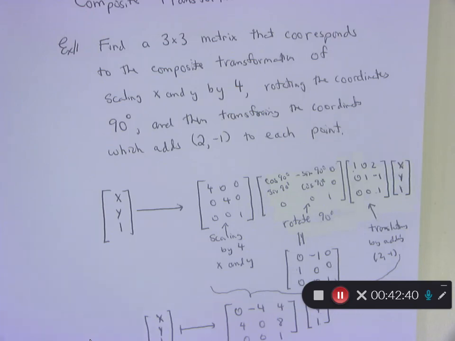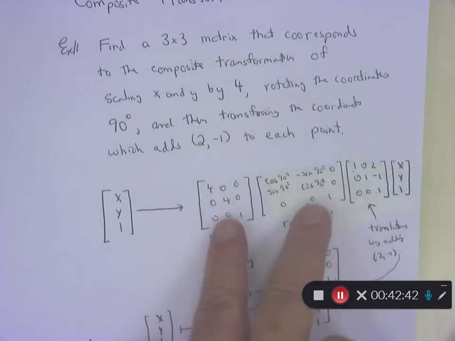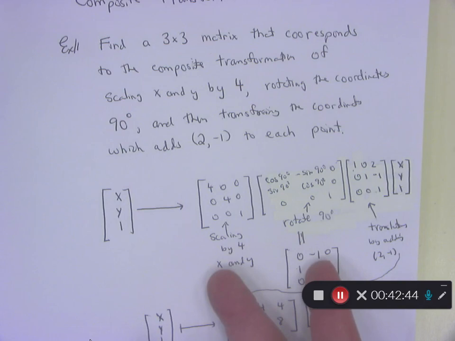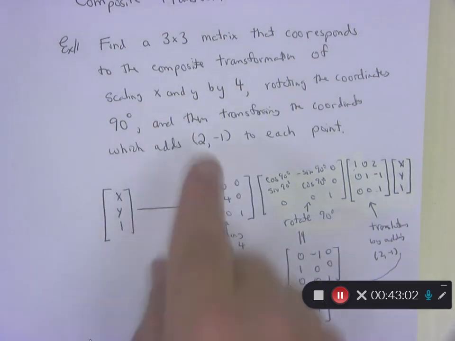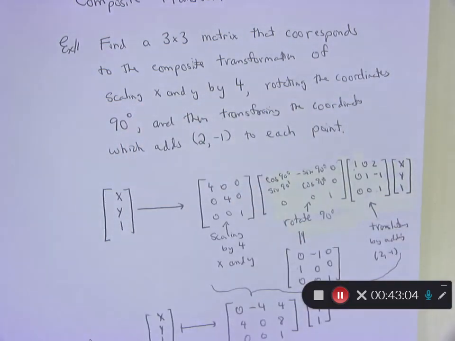Because A times B is not equal to B times A. So if I switch these two, that would be rotating and then scaling out by a factor of 4. Now, in certain cases, it won't matter because it would actually do the same thing to the coordinates. But in a lot of cases, it will change it. So you always want to do it in the order that they describe to you, because you're not sure. Does that help? Okay. All right.